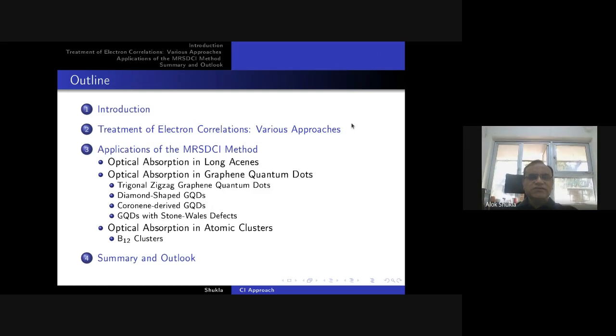So let's quickly go into the outline of the talk. I'll give a brief introduction to the topic. Then I'll talk about various electron correlation approaches which are available. There I'll discuss the CI approach in general. And then I will talk about the application of one of the CI methods, namely the multi-reference singles doubles CI method, to the problems listed here: long acenes, graphene quantum dots, and B12 clusters. And in the end, I'll have a small slide on summary and outlook.